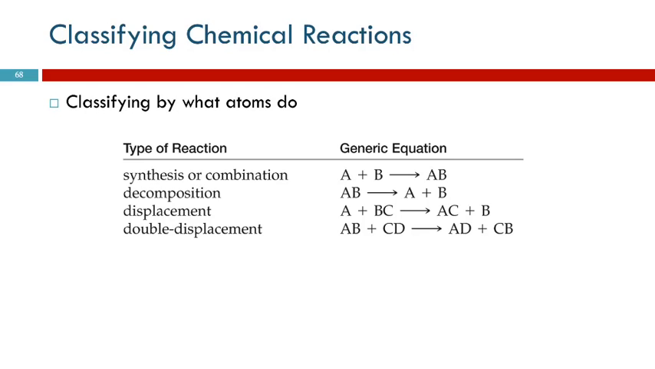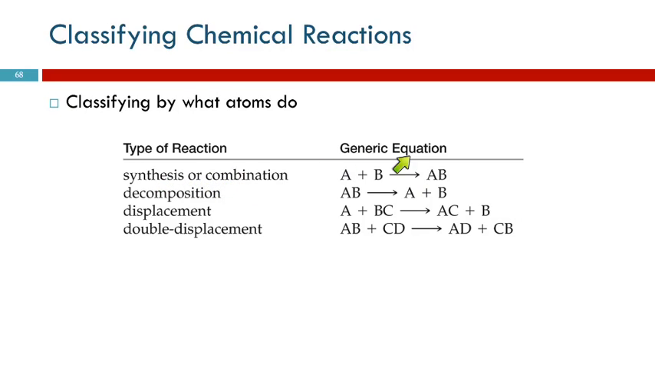We can also classify chemical reactions by looking at what's happening with the atoms. So we look at the chemical equation for the reaction and see what's going on. And so these have different names. We can have a synthesis, which means we're making something, we're synthesizing it. Synthesis or combustion, two different names for the same thing. Sorry, that's not combustion. Combination.